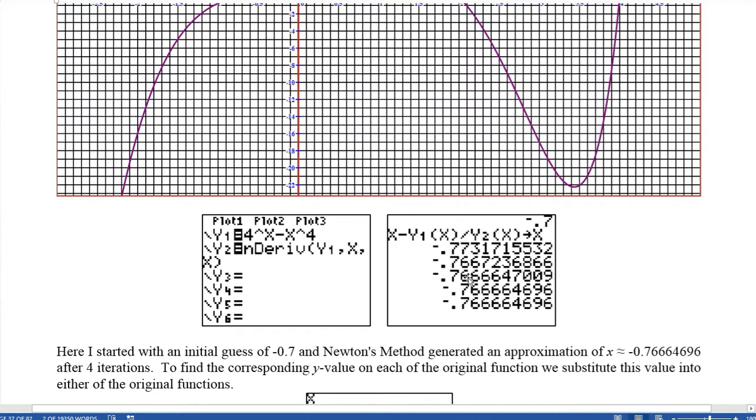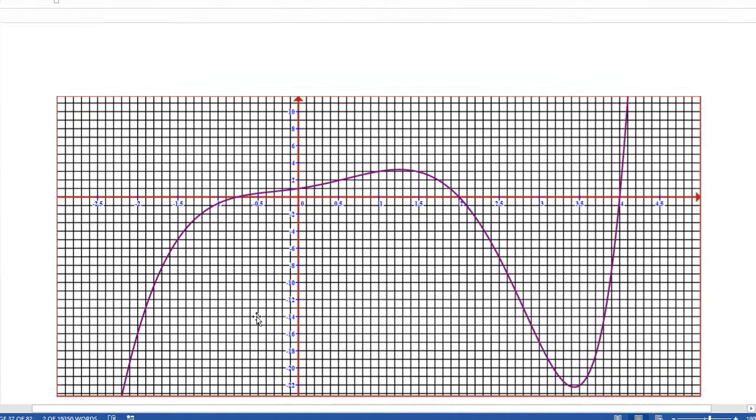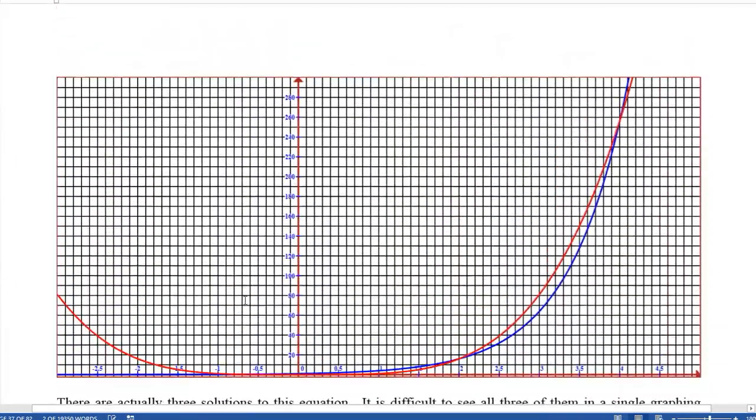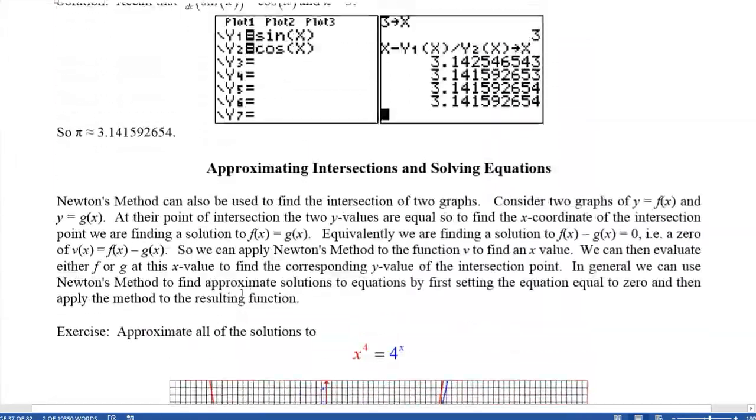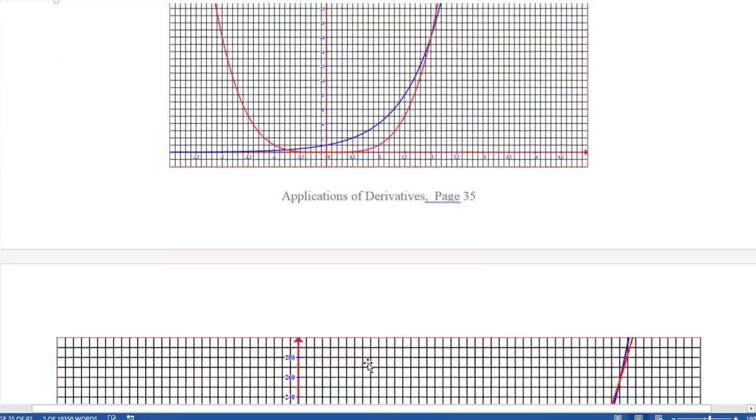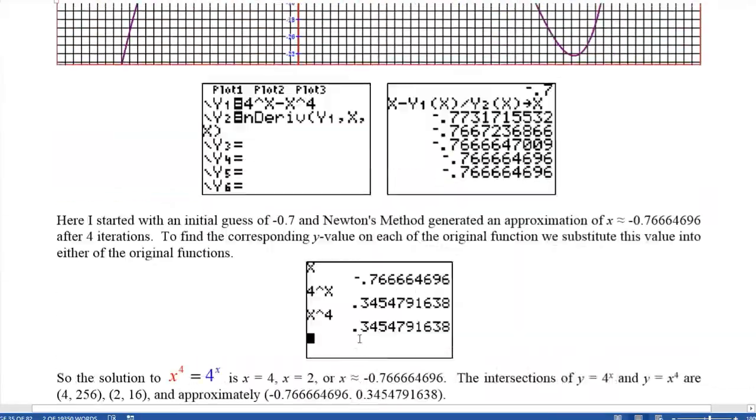Here's our x1, x2, x3, x4. And x4 and x5 are the same. So we see that we have this approximated as far as we're going to be able to on the calculator. So Newton's method ended up generating an approximation of x is approximately negative 0.76664696. Now, if all we're doing is finding the solution to the original equation that we had right here, x to the 4th equals 4 to the x, we just need the x values, and we're done.